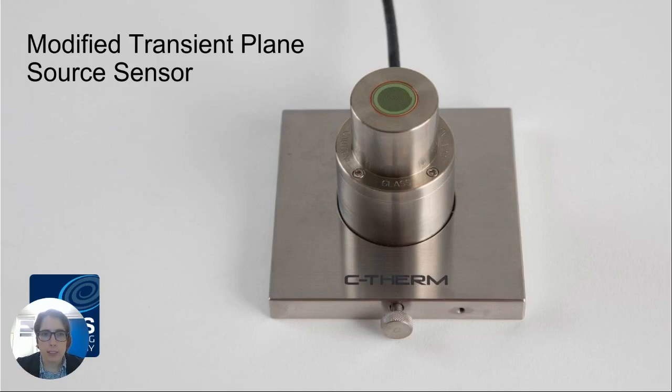We'll look first at some applications that are appropriate to the Modified Transient Plane Source method, or MTPS. That uses the sensor that you see here in this slide. So this is a calibrated sensor. The measurement takes place on the green chip that you see in the image there, using a modified transient plane source method. So it measures the thermal effusivity and also the thermal conductivity.